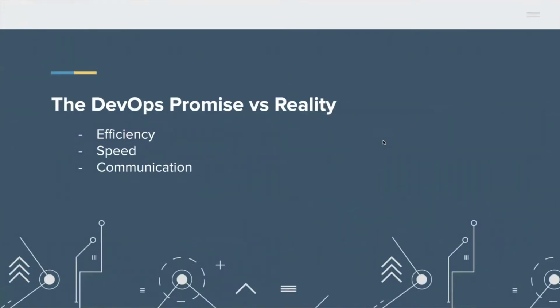So let's go ahead and jump into first talking a little bit about the promise of DevOps versus what sometimes happens in reality. Everybody that adopts DevOps does it in the hopes of seeing increases in efficiency, in speed of development, or just general speed across the company, across processes, and better communication. These are all things that DevOps promises to us if it's adopted. Now, as anyone who's actually done DevOps in the real world knows, sometimes the reality doesn't quite match up to those expectations or those promises.